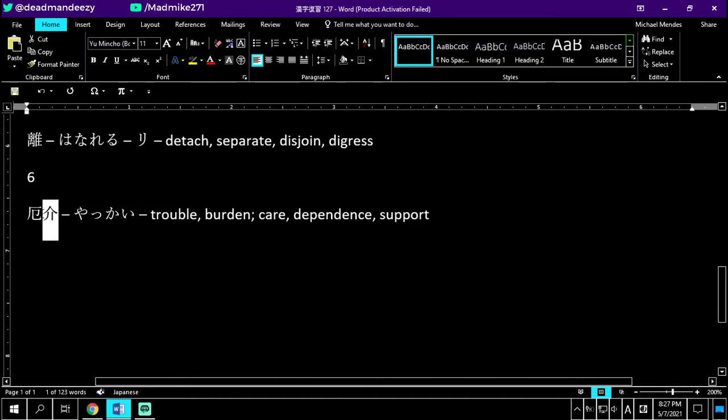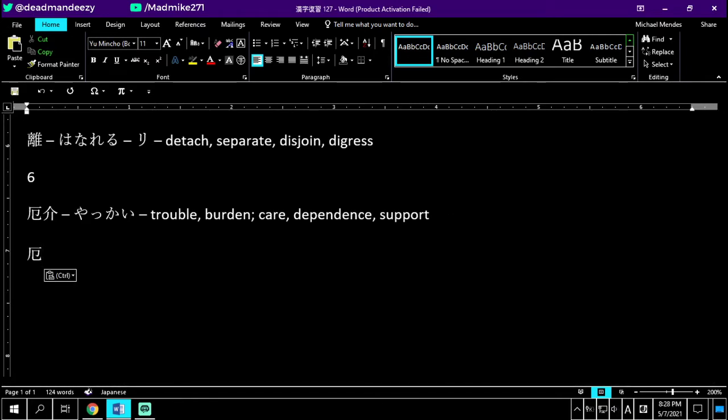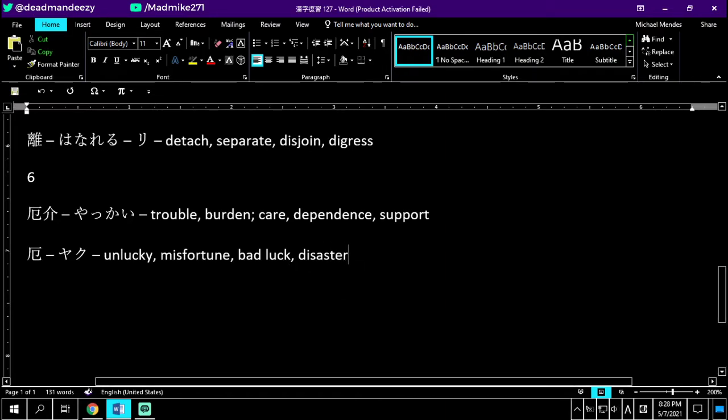And on the left side, we have a new kanji. Yaku, which is unlucky. Misfortune. Bad luck. Disaster. Yakai is trouble, a burden, care, dependence, or support for. I think it's probably got a negative connotation to it, if it means that.